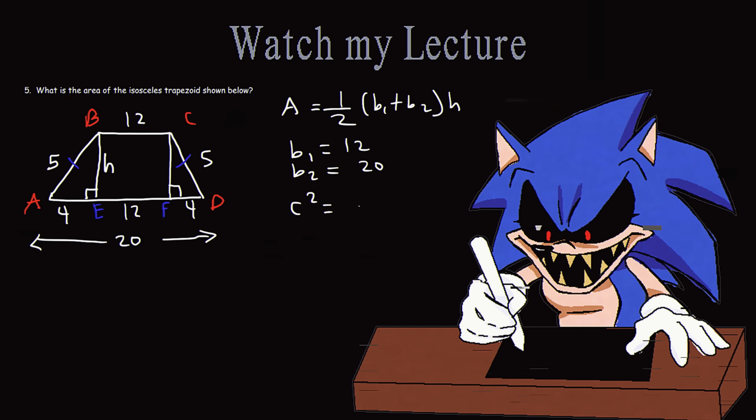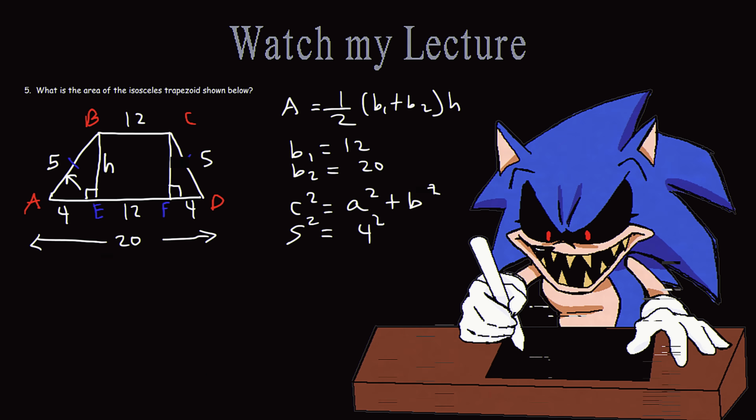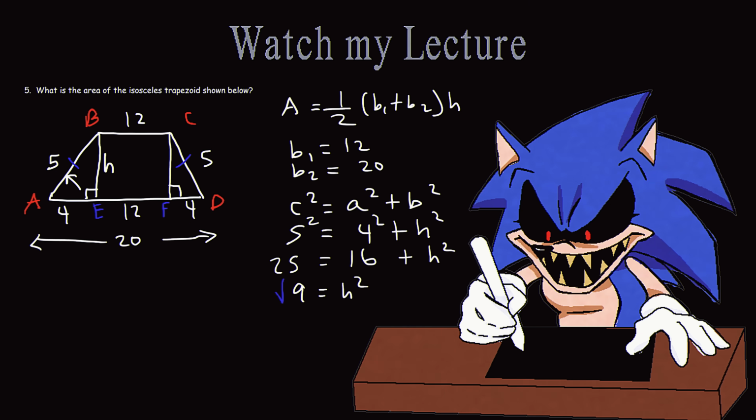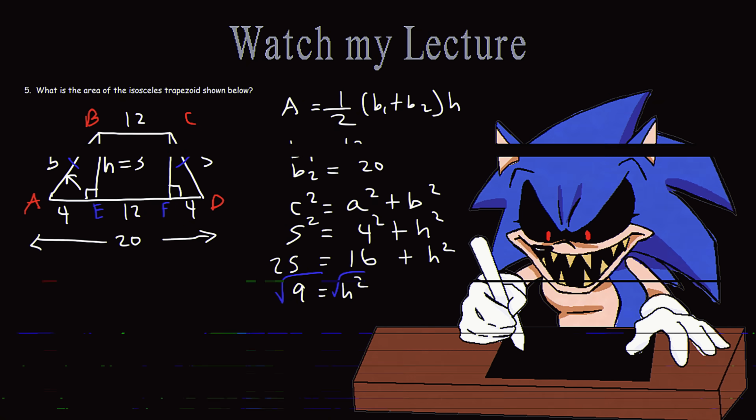C squared is equal to A squared plus B squared. The hypotenuse is 5. A, we can say it's 4, and B is H. 5 squared is 25, 4 times 4 is 16. And 25 minus 16 is 9. So H squared is 9. And if we take the square root of both sides, we can see that H is equal to 3.